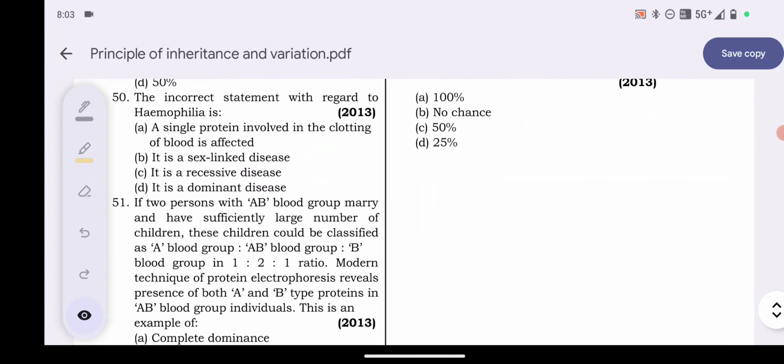Question number 50. The incorrect statement regarding hemophilia is the incorrect one. Option A, a single protein involved in the clotting of blood is affected. Option B, it is a sex-linked disease. Option C, it is a recessive disease. Option D, it is a dominant disease. So here the answer is option D. It is a dominant disease is the incorrect one, because in hemophilia a single protein involved in the clotting of blood is affected, it is a sex linked disease, it is a recessive disease also, and D will be your answer. Okay, since incorrect was asked, D is the answer.